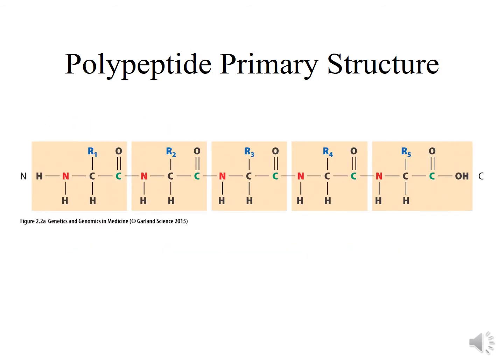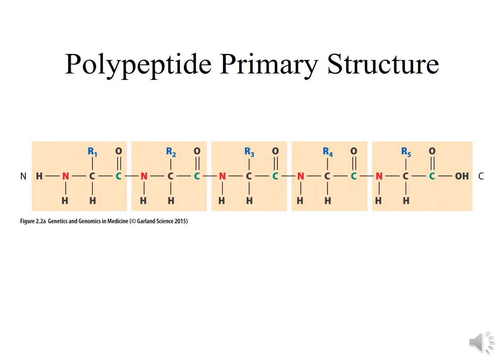Consider the product of translation, and that is the polypeptide. And so let's take a look at the polypeptide and amino acid structures. In this particular slide, we show the polypeptide primary structure. That's the simplest level of structure, and that really is the sequence of amino acids. And here we have 1, 2, 3, 4, 5 amino acids. So a pentapeptide is shown here, with its 5 amino acids highlighted.